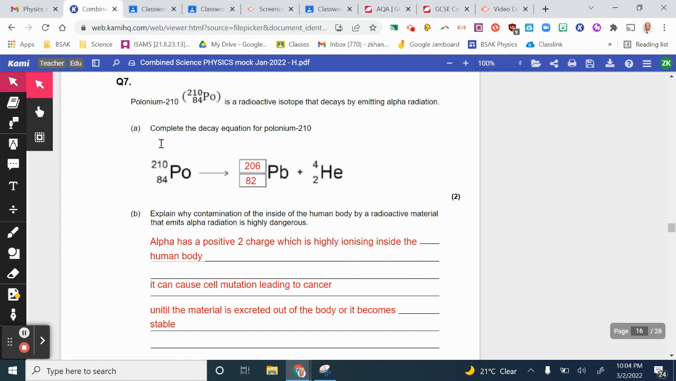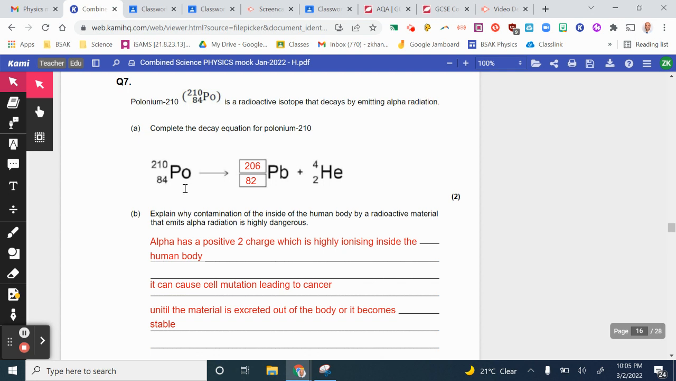So question 7 is you have a radioactive source, polonium, that decays into lead and a helium nucleus, which is also known as an alpha particle. So this nucleus has a charge of plus 2. It doesn't have the electrons around it, and this is your alpha particle, which has been thrown out of this polonium nucleus. Now, the first part of the question is complete the nuclear equation.